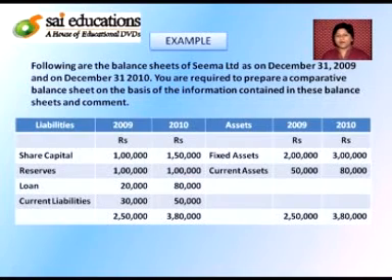Now let us take an example of comparative balance sheet. In front of your screens, you can see the comparative balance sheet of SEMA Limited as on December 31, 2009 and on December 31, 2010. You are required to prepare a comparative balance sheet on the basis of the information contained in the balance sheets and comment upon. So we have on the liability side share capital, reserves, loan, current liabilities. On the asset side we have fixed assets and current assets.